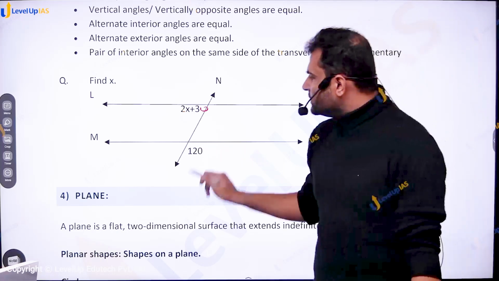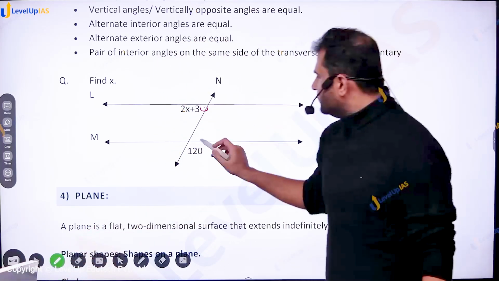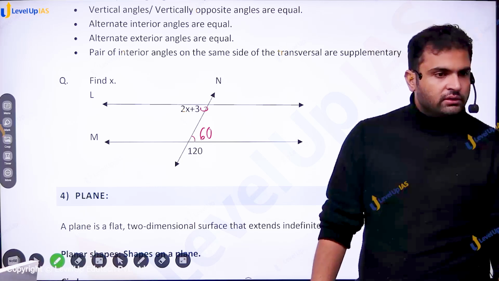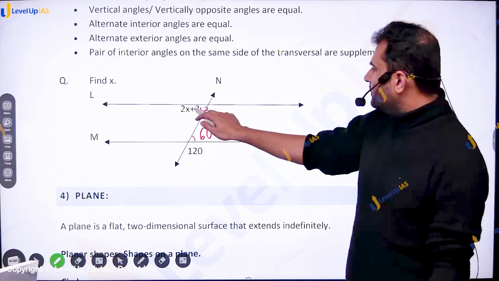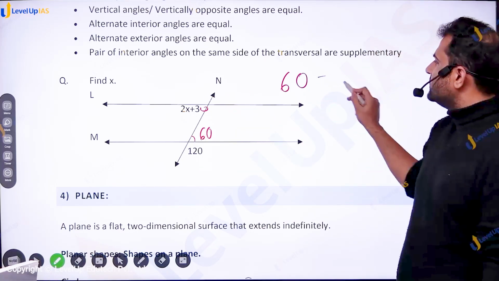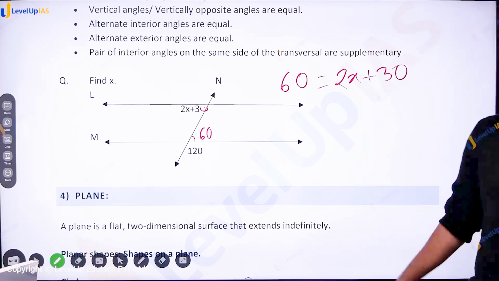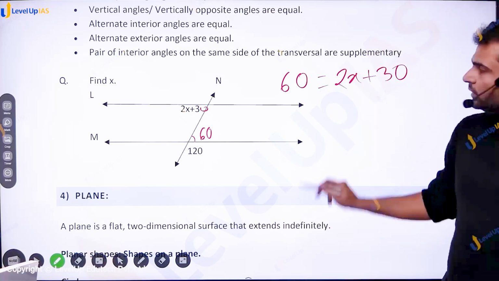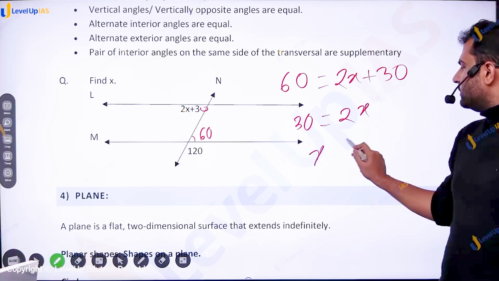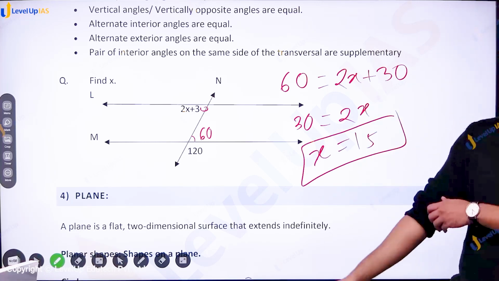So because this is 120 degrees, the corresponding supplementary angle of this, this angle would be 60 degrees. 180 minus 120, right? And this 2x plus 3 and 60 are equal. This is not 3, this is 30, let us say. Then 60 is equal to 2x plus 30. Now 30 you can take that side in subtraction, so we will have 30 is equal to 2x, so x is equal to 15, right?